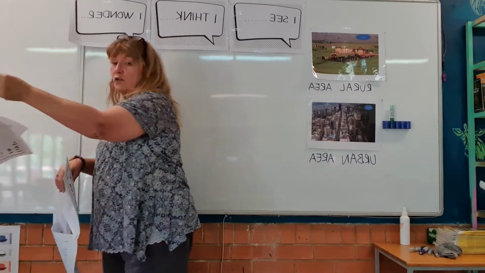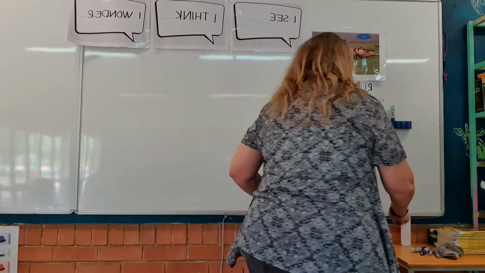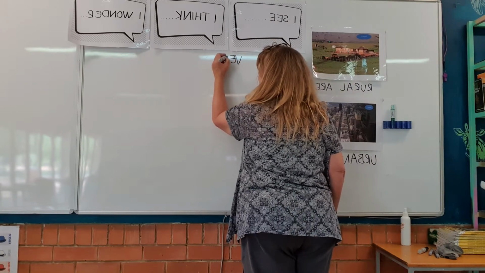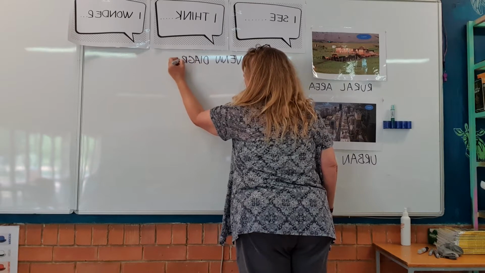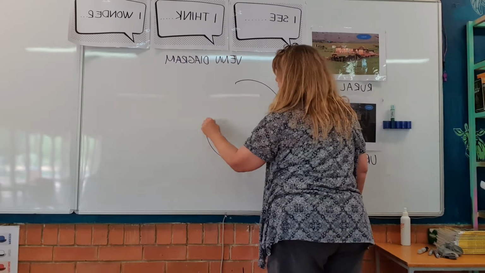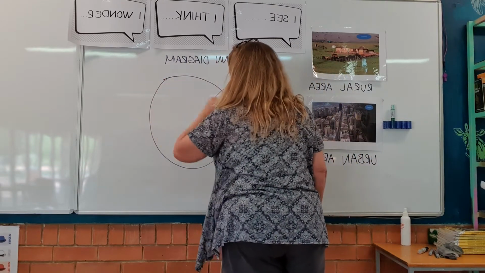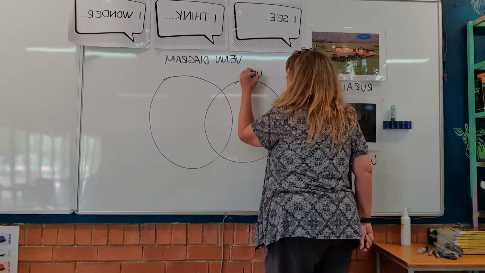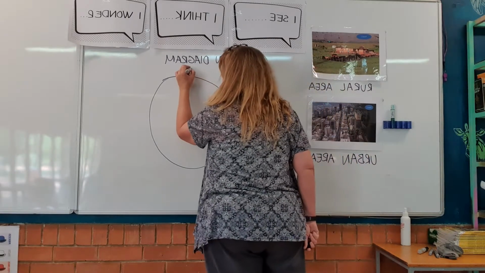So in the Venn diagram, when you work together, you'll be able to work it out quite simply. This is a Venn diagram. You will have one circle over here that you will draw, and another circle that interlinks over here. This is urban, that's the city, and this is rural.